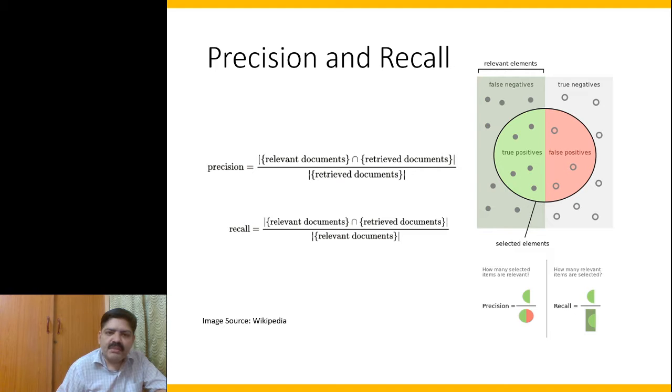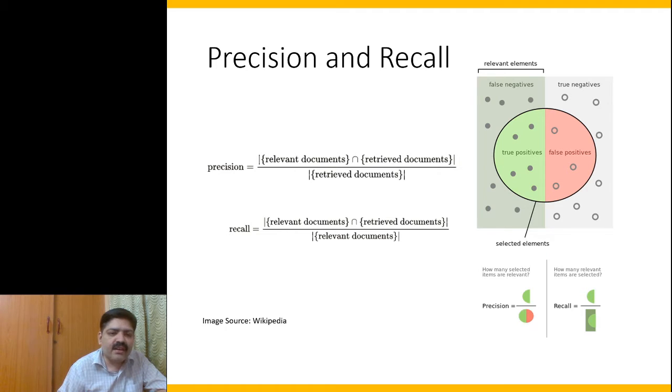Let's recap precision and recall. Precision is the fraction of the intersection of relevant documents and retrieved documents over all retrieved documents, and recall is the fraction of the intersection of relevant documents and retrieved documents over all relevant documents. So these are very useful metrics. We cannot just use precision or just use recall, in which case it's very easy to fool ourselves.